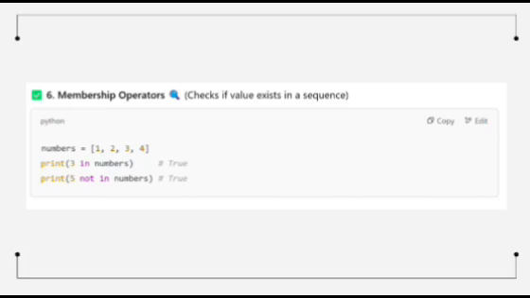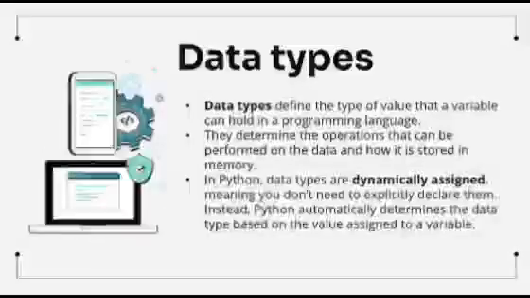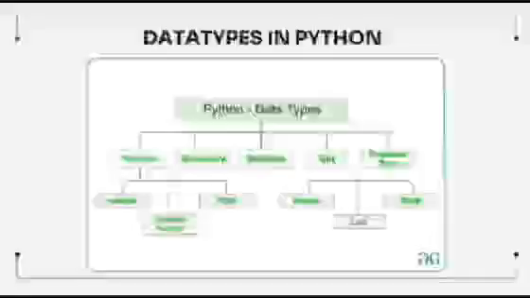Next, data types. Data types define the type of value that a variable can hold in a programming language. They determine the operations that can be performed on the data and how it is stored in memory. In Python, data types are dynamically assigned, meaning you don't need to explicitly declare them. Instead, Python automatically determines the data type based on the value assigned to a variable. So this is the information about data types. You will understand this by seeing an example. Next, data types in Python.